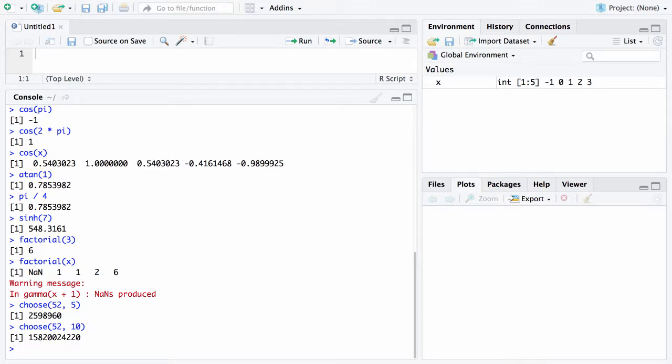That's it for this section, and in the next section we'll move on to truncating and rounding.